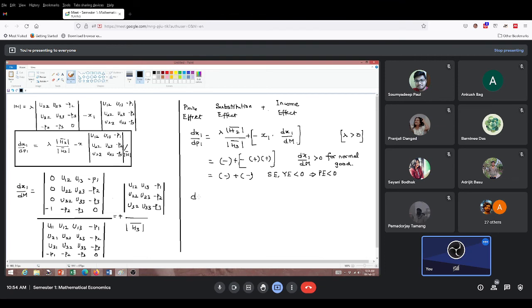Now, in a general case, let us say dxi by dpj, what you should now do is try to find out, using the same matrix, we had found out dx1 by dp1. Now, try to find out dx1 by dp2. Okay, and you will see that the term that you get will be the same.